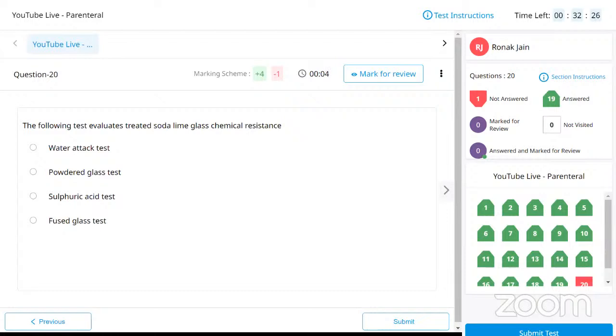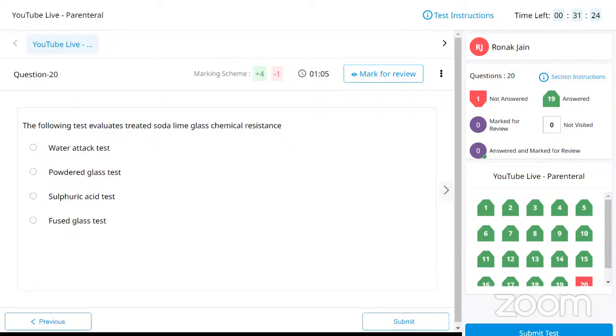Question 20, the last question. The following test evaluates treated soda lime glass chemical resistance. So treated soda lime glass means we are talking of type 2 glass here. Just to give a brief idea, there are 4 types, but for parenterals mostly we use 3 types: type 1, type 2, type 3. So type 3 is soda lime, and treated soda lime is type 2. If you talk about official methods used for glass containers in parenterals, there are 2 types: water attack test and powdered glass test. Sulfuric acid test and fused glass test are not official methods used for glass containers in parenterals. So if we read the question again, it says specifically treated soda lime glass chemical resistance.